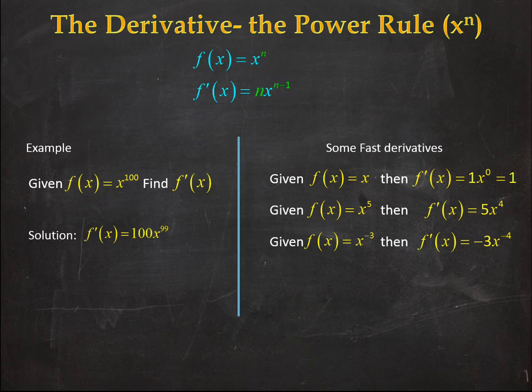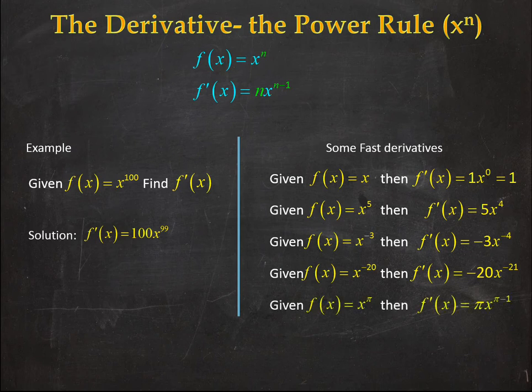I can even handle negative exponents. So if the function is f of x equals x to the minus 3, then its derivative is going to be minus 3 times x to the minus 3 minus 1, which is minus 4. How about f of x equals x to the minus 20? Well, our derivative, f prime of x, is then minus 20 times x to the minus 21. I can even do some really cool stuff. How about f of x equals x to the pi? Then its derivative, f prime of x, is equal to pi times x to the pi minus 1.